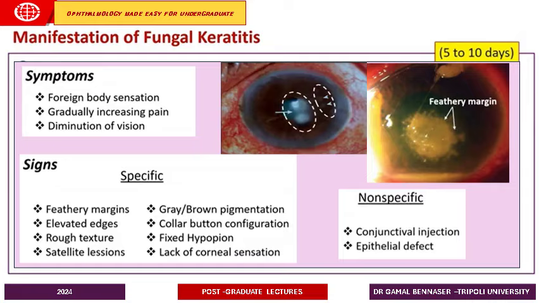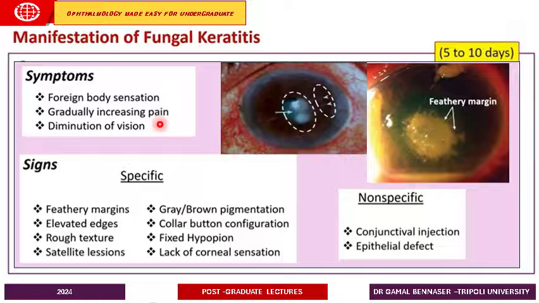Now, if we look at the clinical manifestation of fungal keratitis, this is very important. Usually the symptoms start within 5 to 10 days from the history of trauma with organic or vegetative objects or the use of contact lenses. Usually there are symptoms like foreign body sensation, gradual increase in pain, and diminution of vision. These are non-specific symptoms. However, the pain is gradually increasing and sometimes becomes very severe. Unless in immunocompromised people, you will find the pain is disproportionate to the corneal pathology.